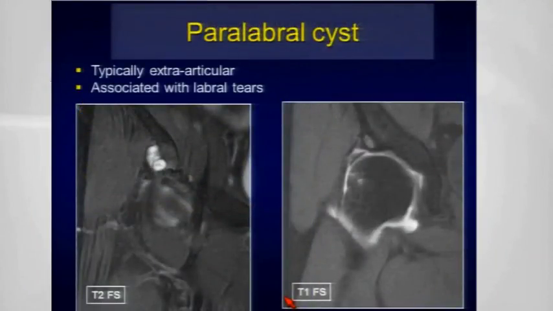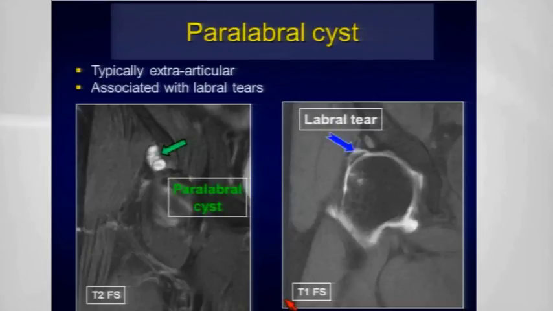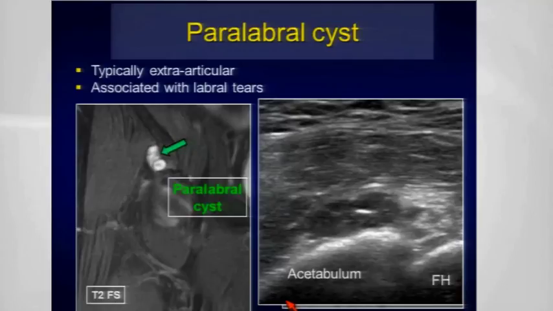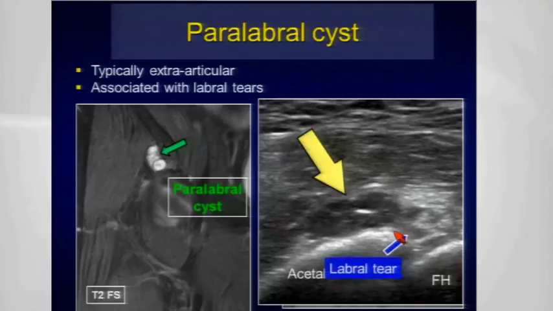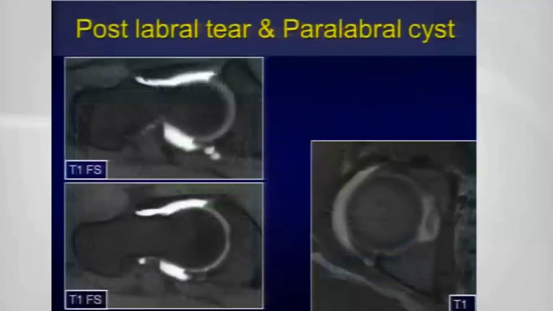Now, paralabral cysts are typically extra-articular, and whenever you see a cyst-like structure around the acetabulum, be closely scrutinizing the labrum for a tear, as in this case. And here's the same patient on ultrasound of what it would look like. Here, longitudinal image, we have our acetabulum, our femoral head. Here's the paralabral cyst, and there is the tear, as our labrum should normally be echogenic.